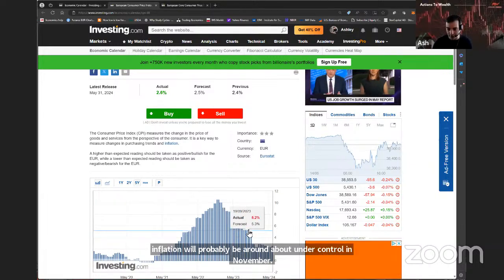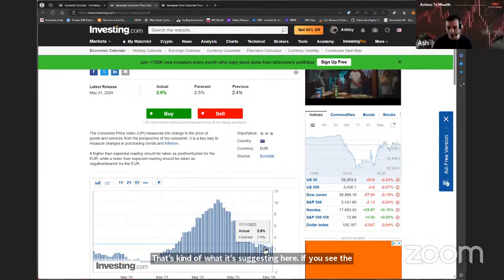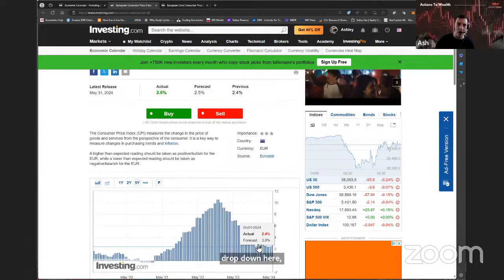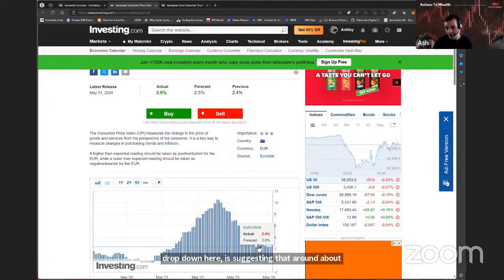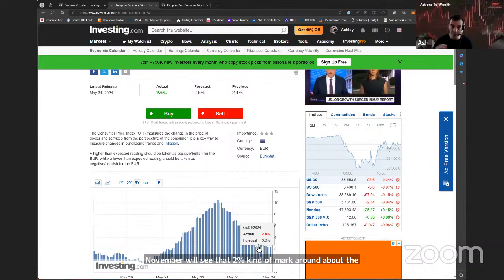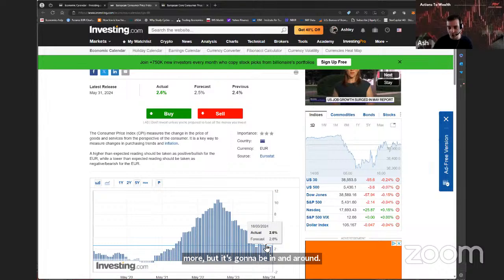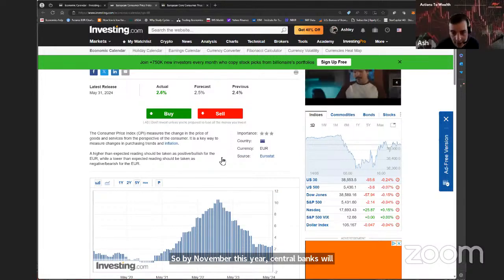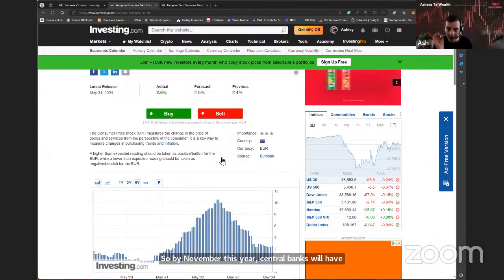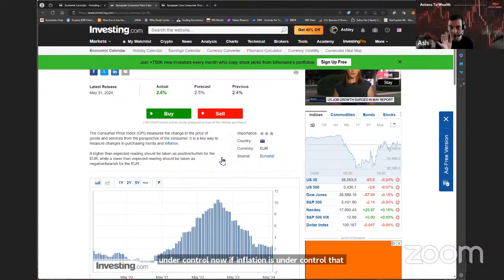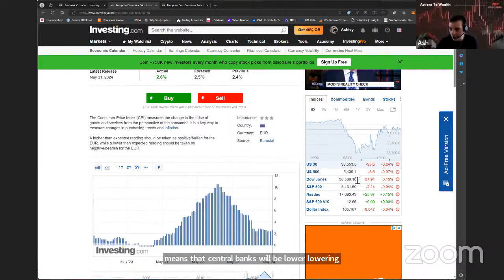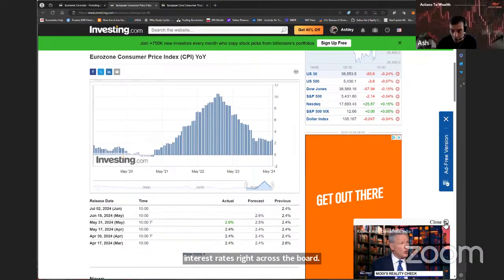If you see the drop down here, it's suggesting that around November, we'll see that 2% mark in inflation. Maybe slightly less, maybe slightly more, but it's going to be in and around. So by November this year, central banks will have inflation under control. And if inflation is under control, that means central banks will be lowering interest rates right across the board.